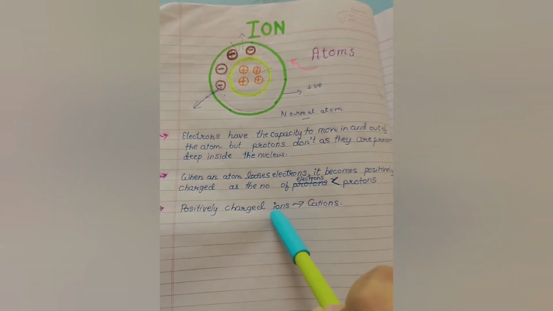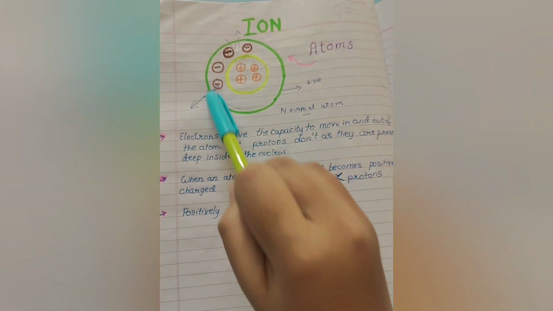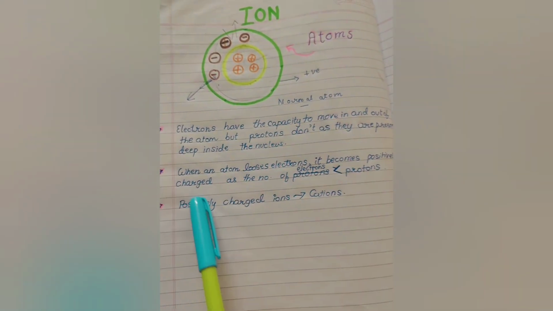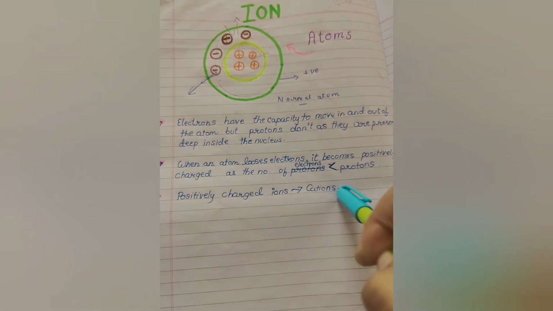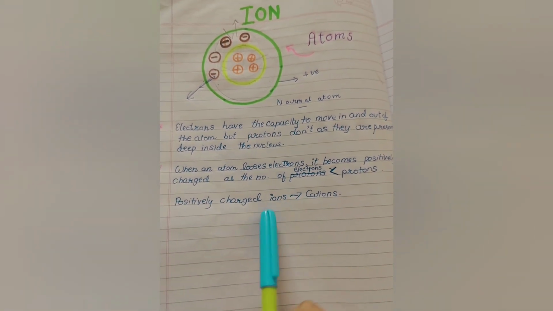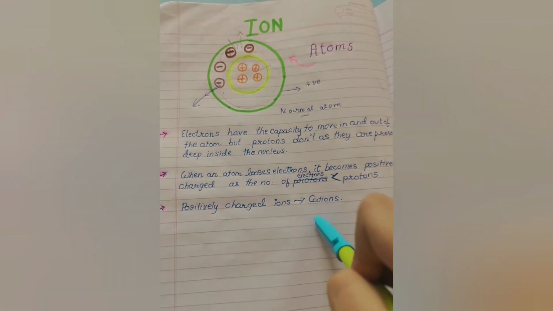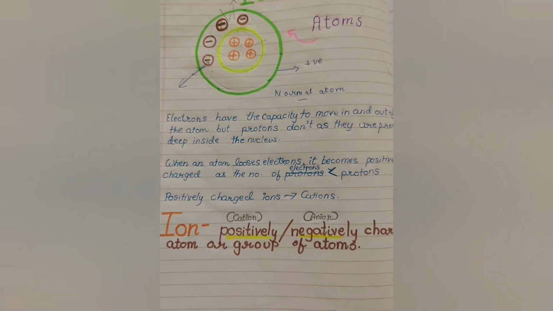Positively charged ions are called cations. So we just saw this example. This is how this atom became positively charged. So these positively charged ions are called cations. Now, what is an ion? The main topic is ion, right? And we don't know what an ion is. Let us study about it.